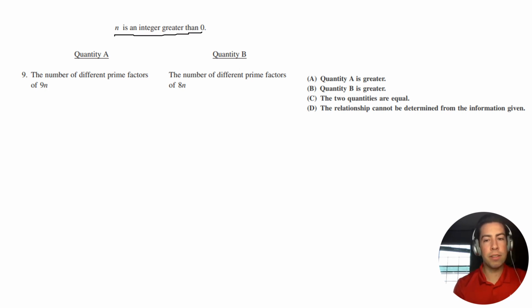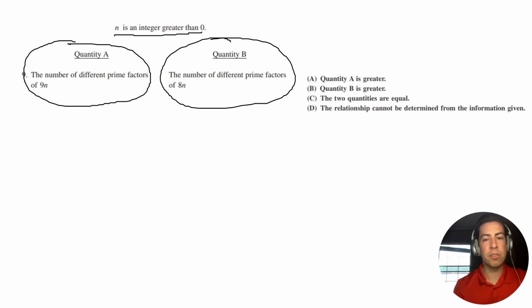N is an integer greater than 0. All right, so that's interesting. Then we have quantity A is the number of different prime factors of 9n, and quantity B is the number of different prime factors of 8n.